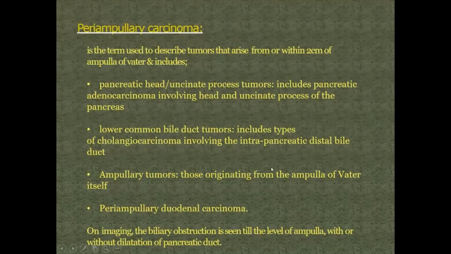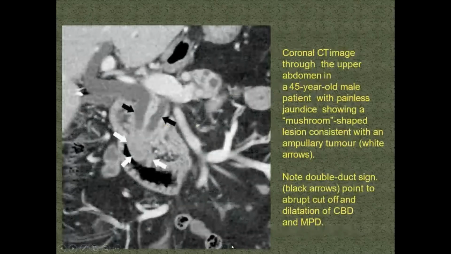Periampullary carcinoma is the term used to describe tumors that arise from or within 2 centimeters of the ampulla and include pancreatic head tumors, lower CBD tumors, ampullary tumors, as well as periampullary duodenal carcinomas. They are very difficult to differentiate from one another, so they are generally reported as periampullary. Normally on imaging, you will see dilatation up to the level of the ampulla, with or without dilatation of the pancreatic duct. So this is a periampullary carcinoma with a double duct sign.